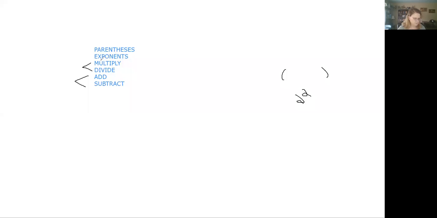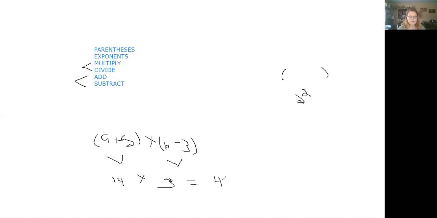Question number 2. We have parentheses 9 plus 5 times 6 minus 3 parentheses. Okay, even though this is addition, this is subtraction, this is multiplication, we have parentheses. We have to do what's in the parentheses first. 9 plus 5 is 14 times 6 minus 3 is 3. And then we can take the 14 times 3, which will give us 42, which is also answer C.